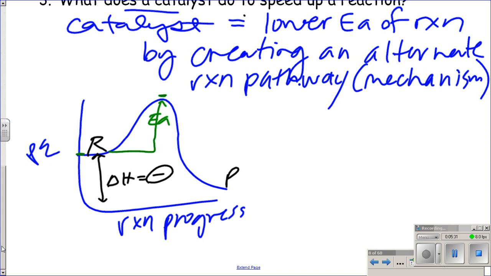Lowers it by allowing for an alternate pathway. So literally the pathway, this one's going to go one way, and this one's going to go another way. Okay, what is exactly the same though?